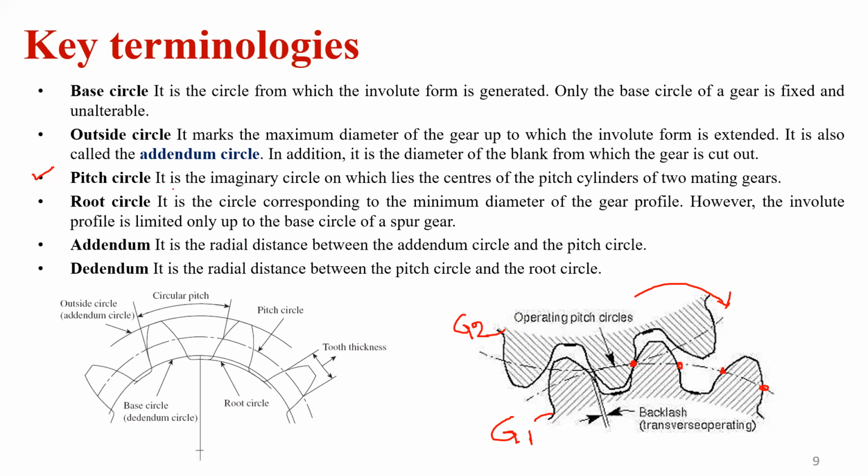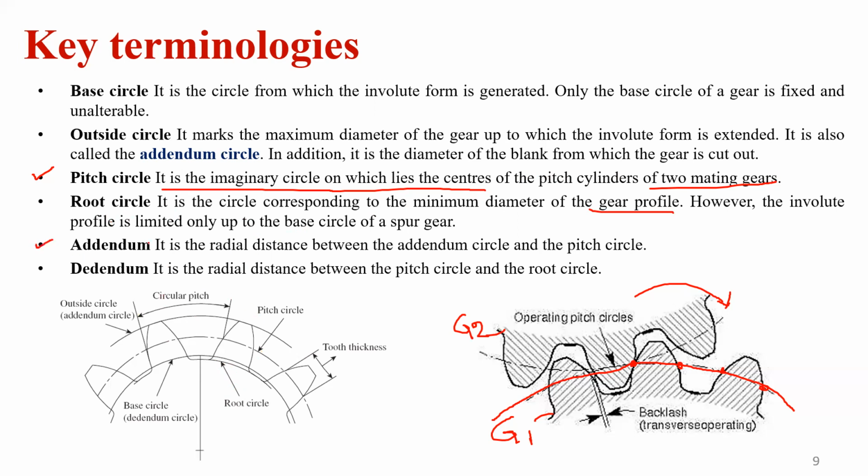The pitch circle is an imaginary circle on which the centers of the two mating gears lie, and it passes through the pitch points. And then there is the root circle. This is called the root circle. It is the circle corresponding to the minimum diameter of the gear profile. But the gear tooth is generated from the base circle only.